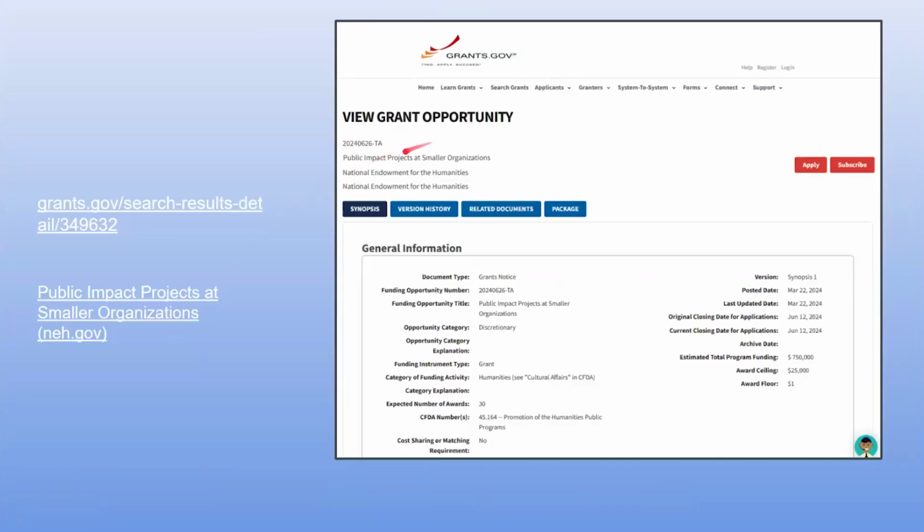So let's imagine we find something we're interested in. This is a grant notice, right, for a public impact at smaller organizations, right? Notice this is due June of 2024. So we have a little over 6 weeks. That's a possibility. The average grant here is going to be about $25,000.